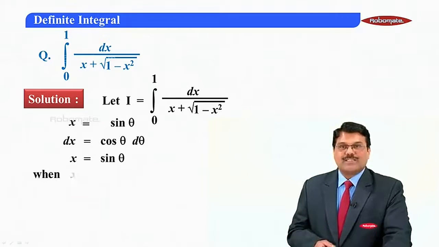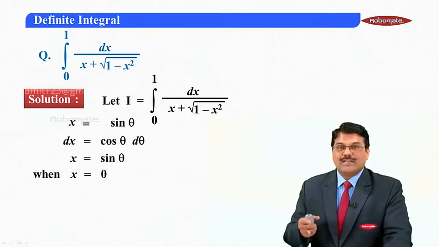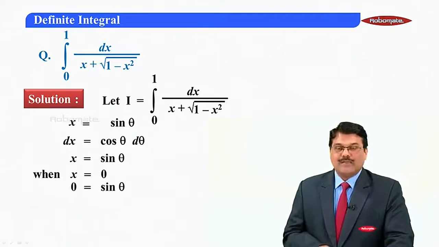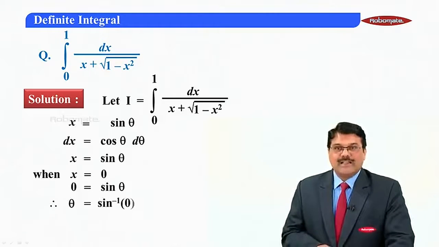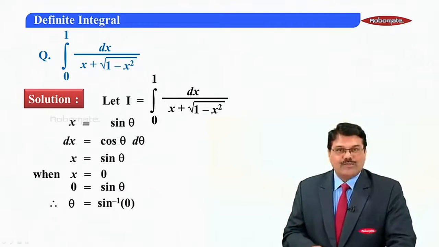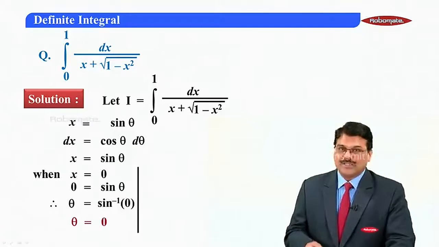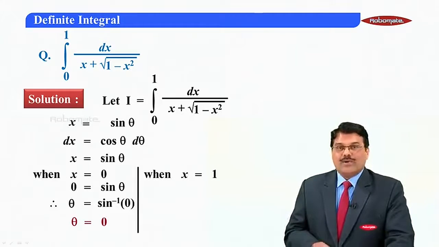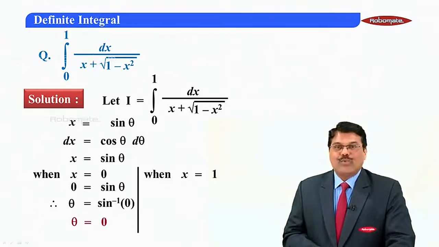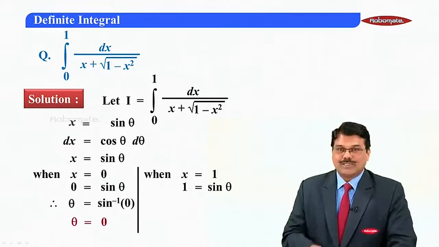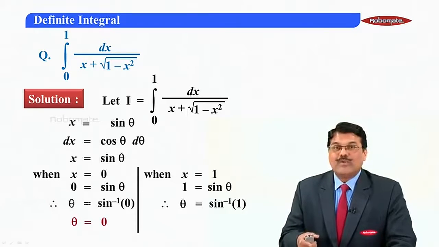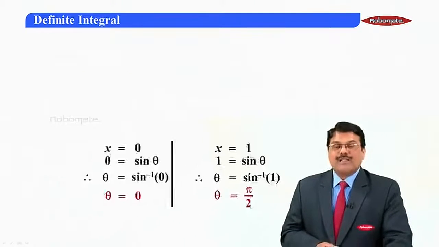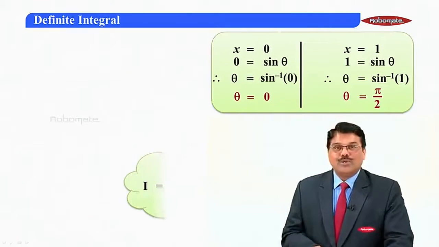Since we have taken the substitution x is equal to sine theta, now we have to change the limits. So when lower limit x is equal to 0, substitute that, we will get 0 is equal to sine theta. That means theta is equal to sine inverse of 0, and the value of sine inverse of 0 is 0. So we can say that when x is equal to 0, theta is equal to 0. Now let us substitute the upper limit, x is equal to 1. So it will become 1 is equal to sine theta. So theta is equal to sine inverse of 1, and we know the value of sine inverse of 1, that is pi by 2. That means now the limits go from 0 to pi by 2.